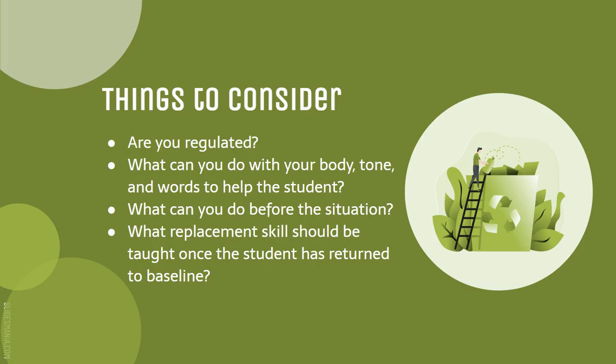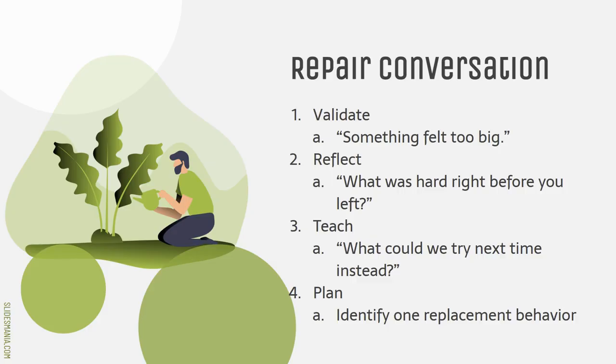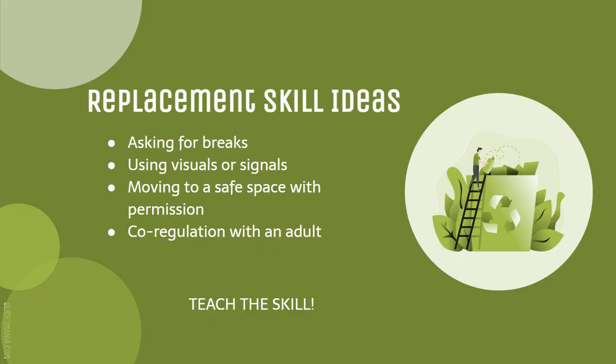So some things to consider before addressing elopement might include, are you regulated? What can you do with your body, tone, and words to help the student? And what can you do before the situation? And finally, what replacement skills should be taught once the student has returned to baseline? After the run, remember to repair the damage that may have happened during elopement. Validate the student's feelings, reflect on what happened, teach once the student is at baseline, and plan a replacement behavior. Some replacement skill ideas might include asking for breaks, using visuals or signals, moving to a safe space with permission, and co-regulation with an adult.